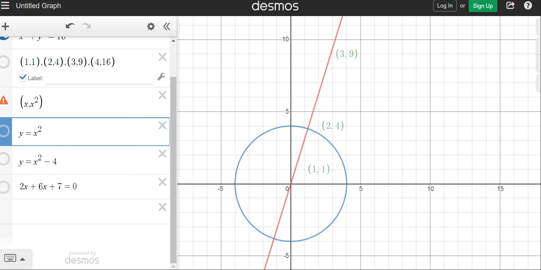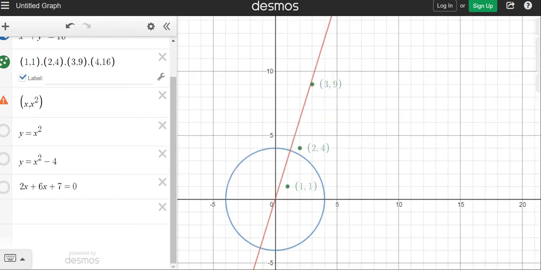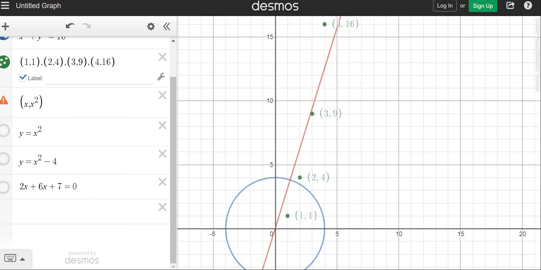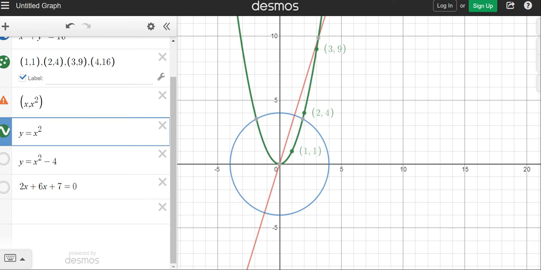If we show the series of points that they gave us, they show up as these dots here: 1, 1, 2, 4, 3, 9. 4, 16 is going to be up here somewhere. Where are you? There you are. And they don't form a nice line. But more importantly, they're points. They're not a line. This last one, x squared, just isn't plottable as it is. I think the best way to interpret that one would be as a graph of y equals x squared, which is not a line. It's a parabola.